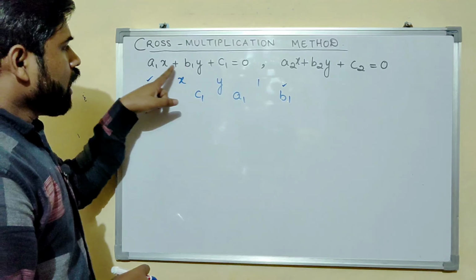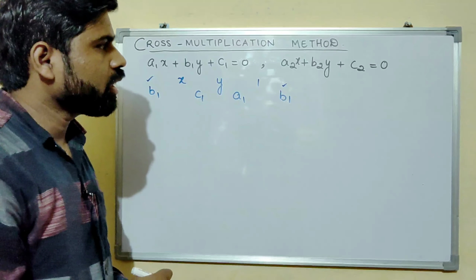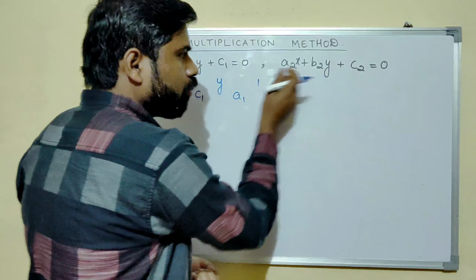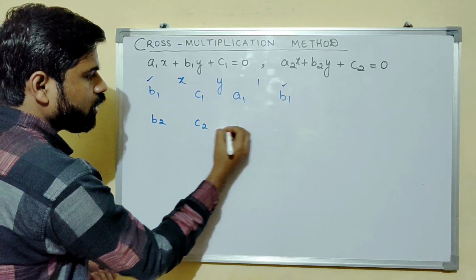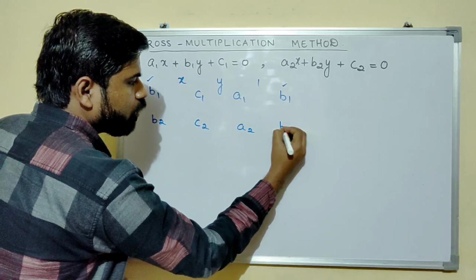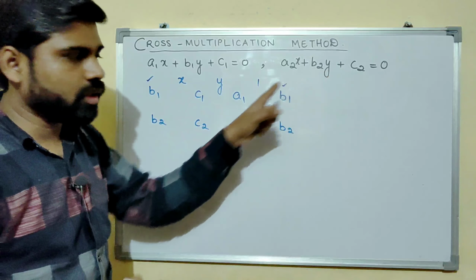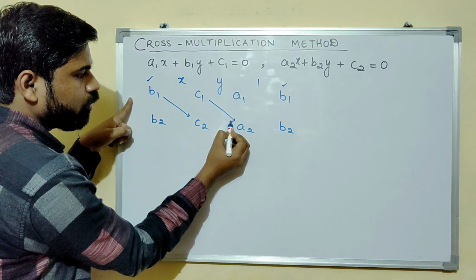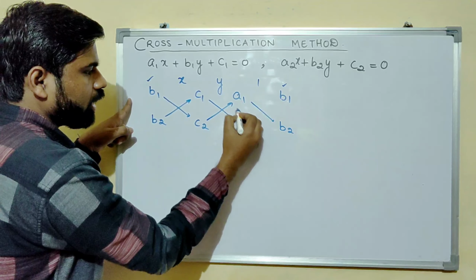Now the second equation is a2x plus b2y plus c2 equals 0. Now write the coefficients here: b2, then c2, a2 and then end with the same b2. Now in the cross multiplication method, you need to cross multiply this. You need to cross multiply the coefficients and then subtract.